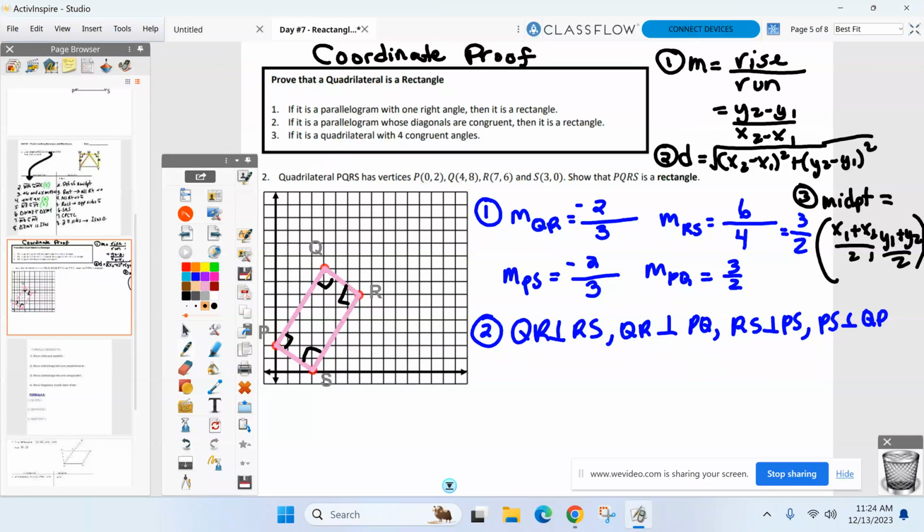And then tell me why. Because this is kind of like a little reasons column, but not there. How do you know that? Why did you write they're perpendicular? What did you see up in step 1? What told you they're perpendicular? Steve? Because slopes are negative reciprocals.